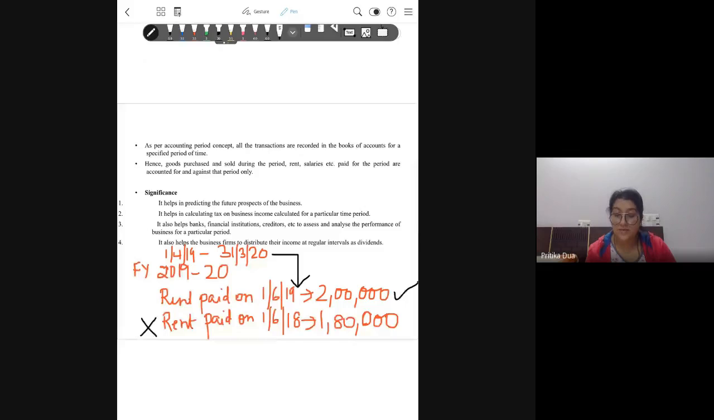It also helps the business firm to distribute their incomes at regular intervals as a dividend. Now, this is very important. The firm, on the basis of the financial performance in one accounting period, will declare the dividends to the shareholders. Okay, so you need to know at regular intervals how well your firm is performing.